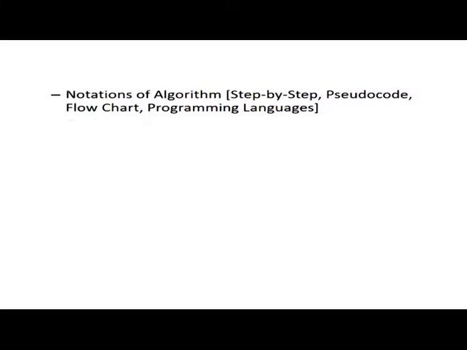And now let us see the notations of an algorithm. There are 4 different kinds of notations to represent an algorithm. One is called step by step form, or it is also called step form. Second one is called pseudocode. Third one is called flowchart. Fourth one is called programming languages. So now let us see in detail one by one. Step form or step by step form.